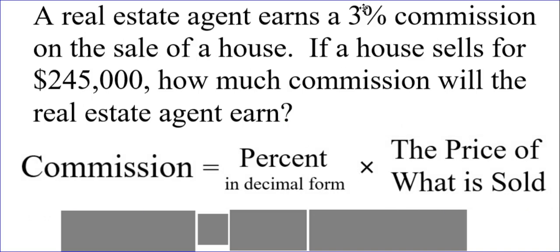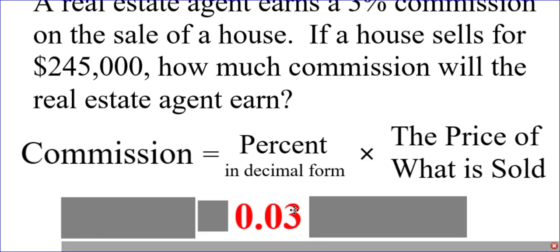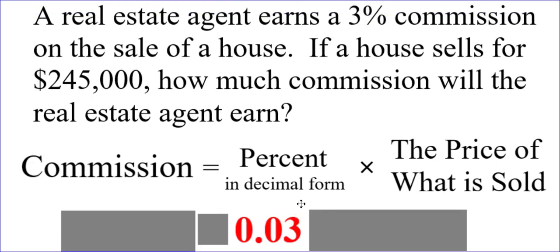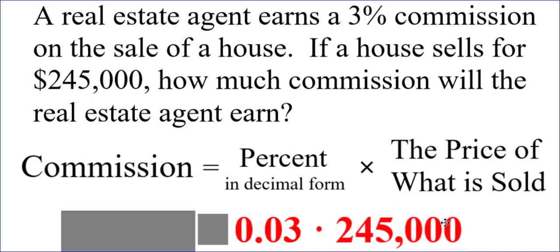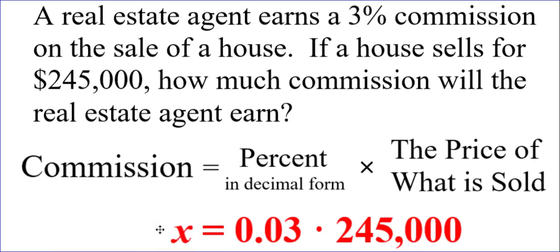Let's start with the percent. We know it was 3%, but remember, that never stays in percent form. It always goes in decimal or fraction form. 3% is 3/100ths. What is the price of what was being sold? Well, the house is being sold for $245,000, so that is the price of what is sold. That's going to be equal to the unknown commission that this problem has. How much commission? X commission. You can pick any letter you want.